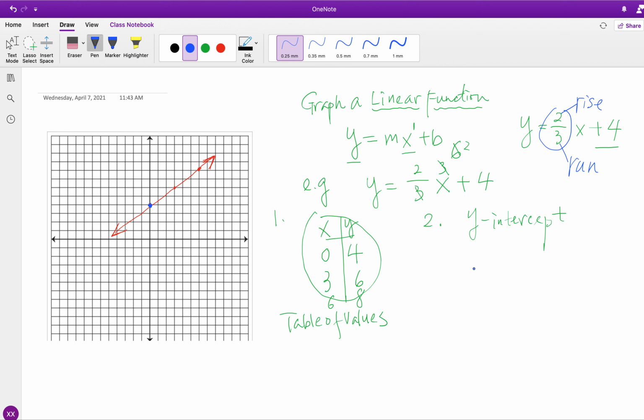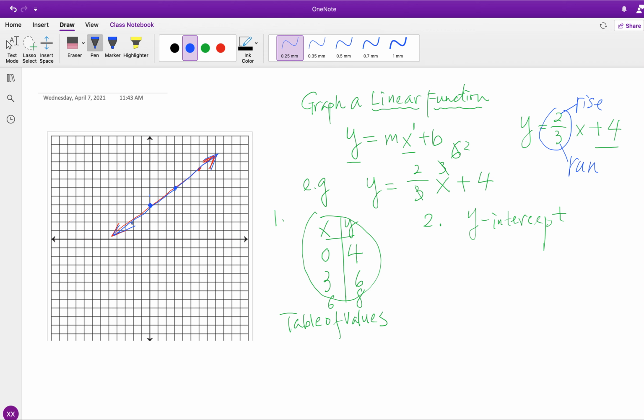So in this case, that means I rise from this point. I go up 2, 1 and 2. And then, because it's positive 3, we go right 3: 1, 2 and 3. So this is my next point. Then from these 2 points, I draw a line. See, of course, they're the same line.